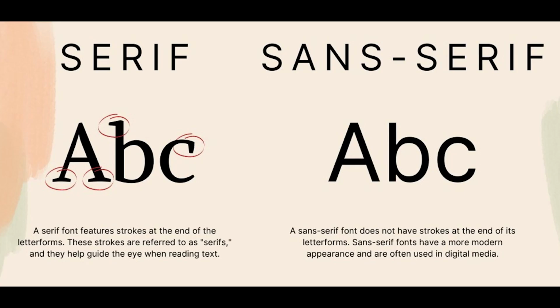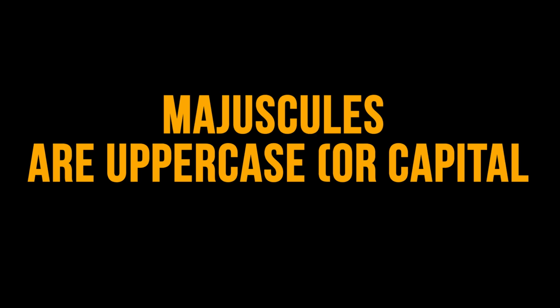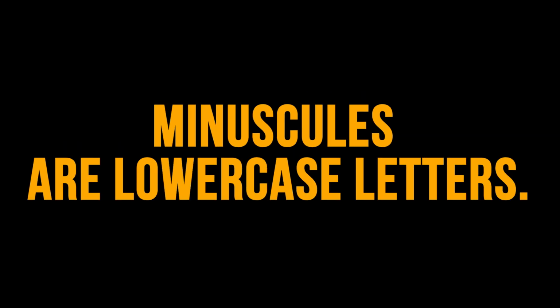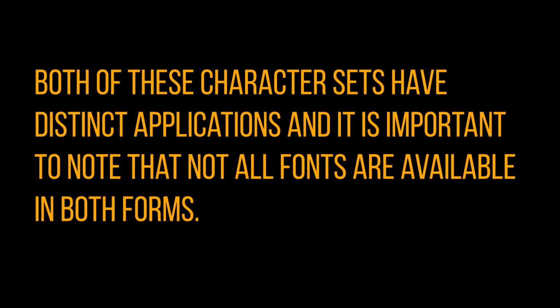Now, there are different types of fonts or typography. The two main categories are serif and sans serif, as well as majuscules and minuscules. These are the two important terminologies which we use in typography. Majuscules are upper or capital letters, and minuscules are lowercase letters. Both of these character sets have distinct applications, and it is important to note that not all fonts are available in both forms. And weight variation is an important indicator as well.